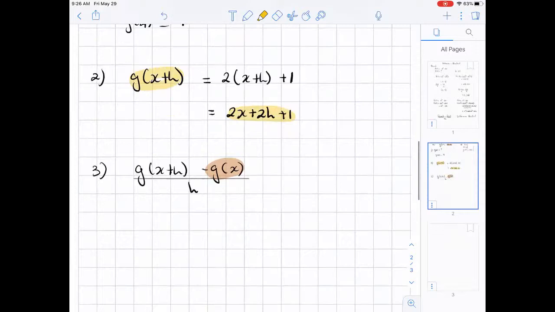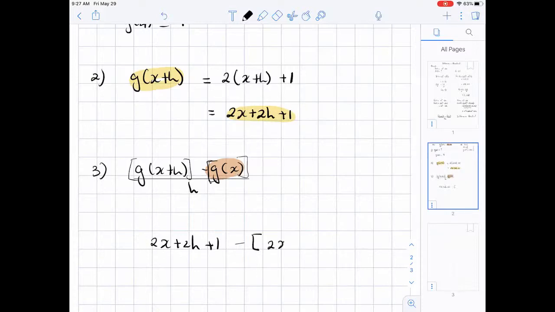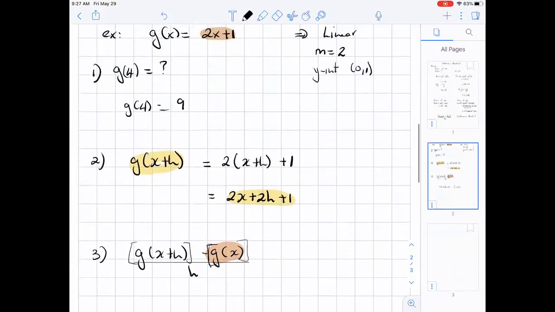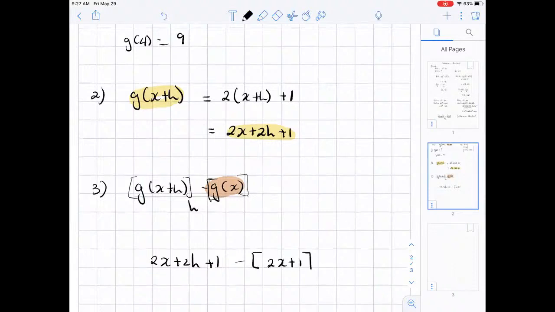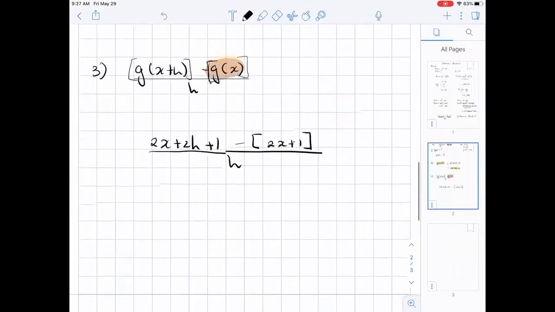So let's plug those things that we just found in. It will probably be wise if you keep these in brackets. So this becomes 2x plus 2h plus 1, minus, and especially keep this in brackets, g of x, which was given to you as 2x plus 1, everything over h. Okay?